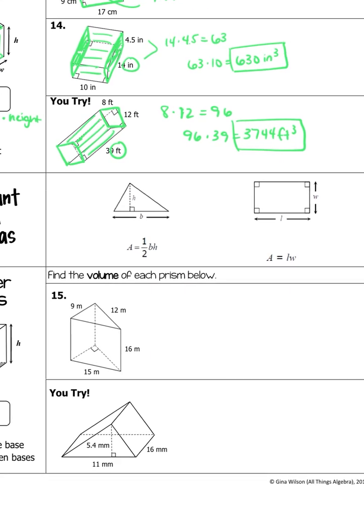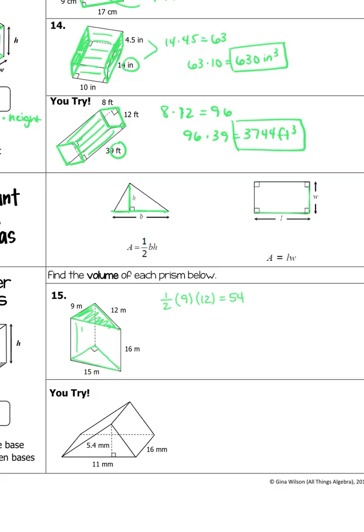Now, for when you don't have a rectangular base, right? We know rectangles are length times width. Remember that triangles are the base of the triangle times the height, and times 1/2 or divided by 2. So here, if this is going to be my base, and this is going to be my base, so I need to find the area of this triangle first. So I'm going to do 1/2 times 9 times 12, which is going to give me 54.